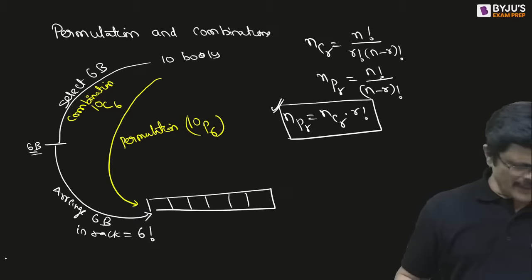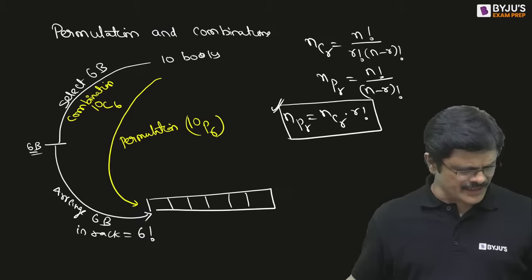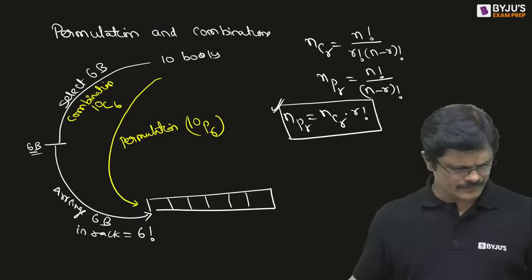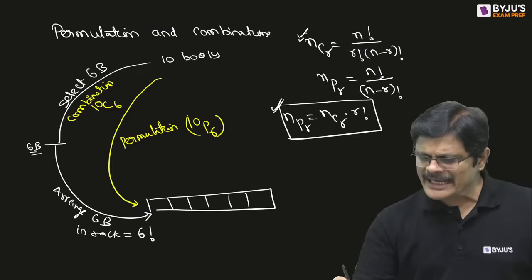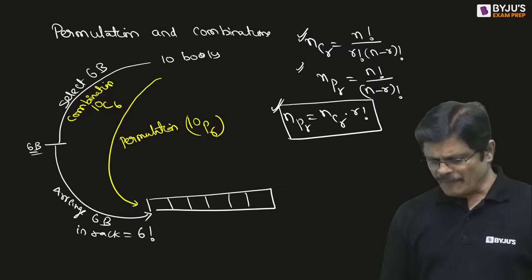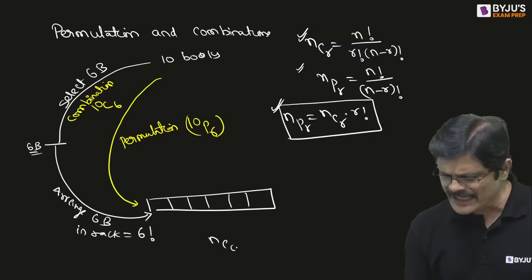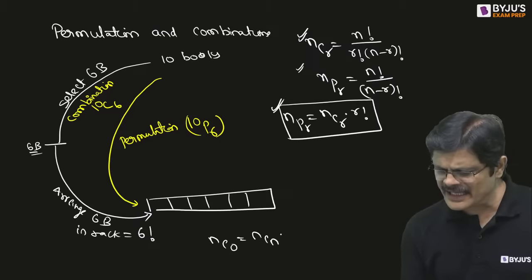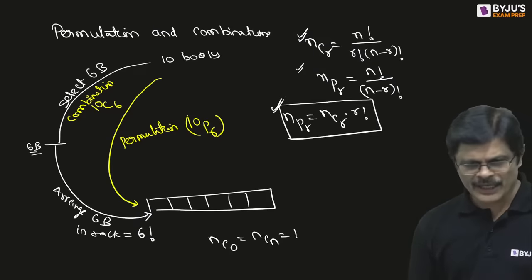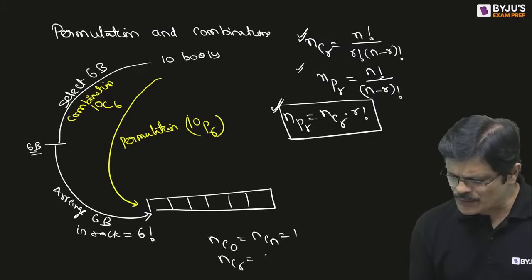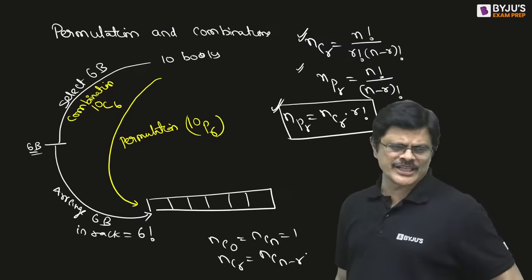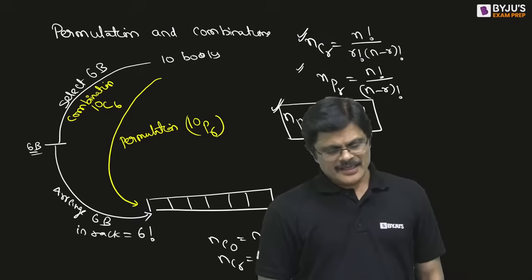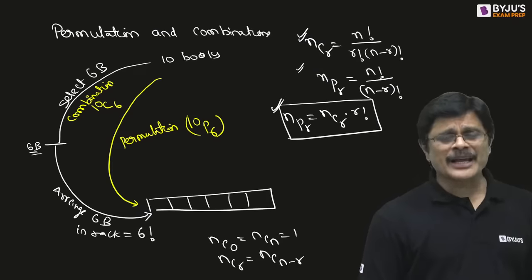One important point I want you to understand here is, please practice this with numbers. Of course, there are some standard formulas: NC0 is 1, NCN is 1, and NCR is equal to NC(N minus R). If time permits, I will also explore these properties for you. But the basic formula you should know.